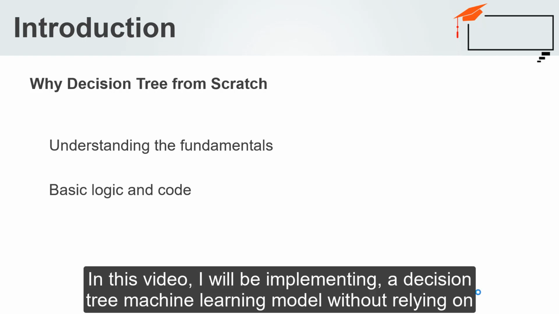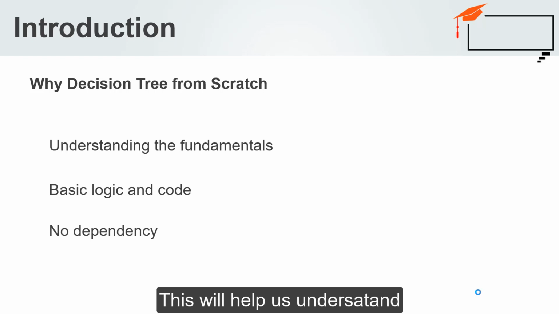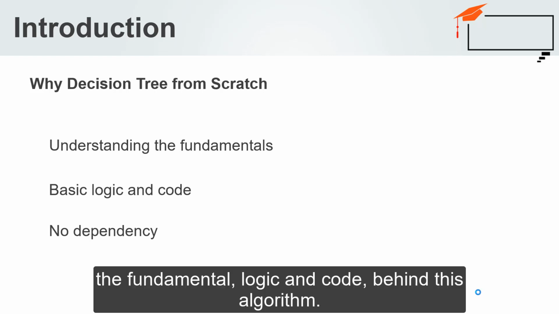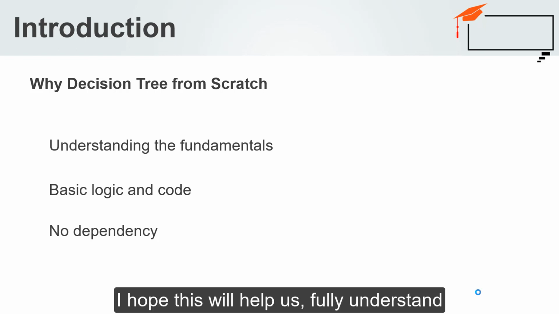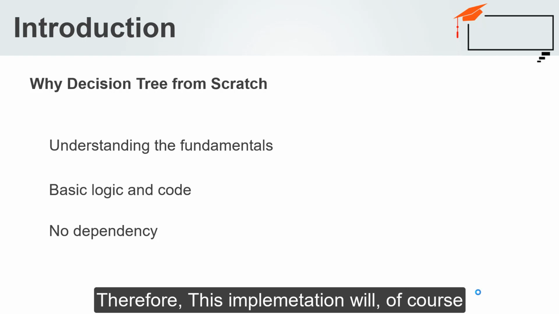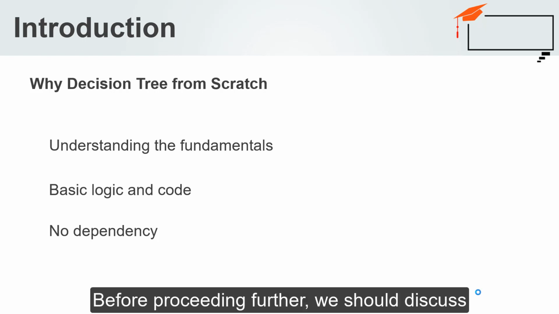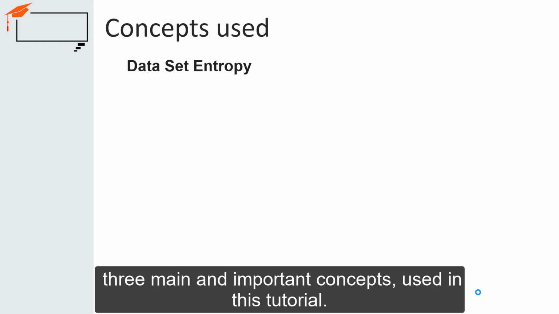In this video, I will be implementing a decision tree machine learning model without relying on easy to use libraries like sklearn. This will help us understand the fundamental logic and code behind this algorithm. I hope this will help us fully understand how decision tree algorithm works at low level. Therefore, this implementation will, of course, not be having any dependency on the libraries like sklearn. Before proceeding further, we should discuss three main and important concepts used in this tutorial.